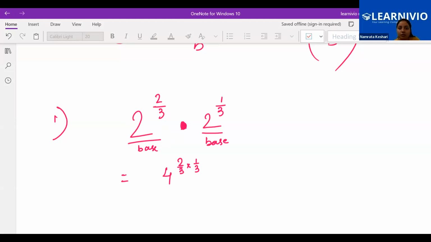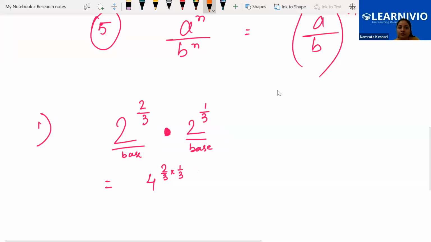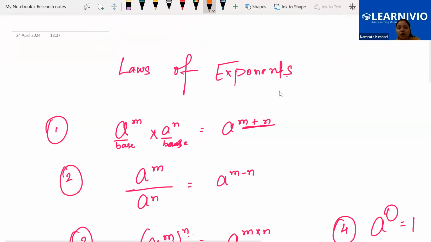Let's see what to do over here. Okay, the first rule, Arhan, says that when the bases are same, when we are having 2 to the power 3 into 2 to the power 4, what we can do, we have to add the exponents. When the bases are same and the terms are in multiplication, that time we have to add the exponents.